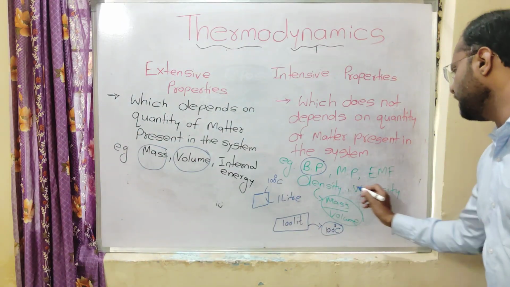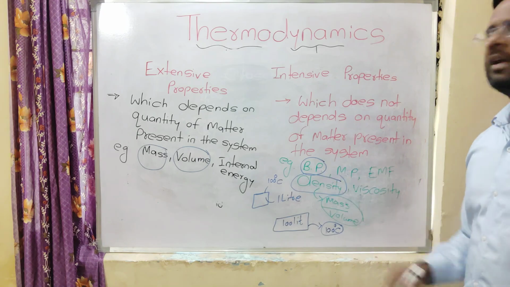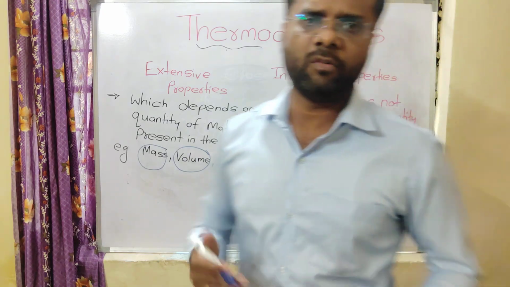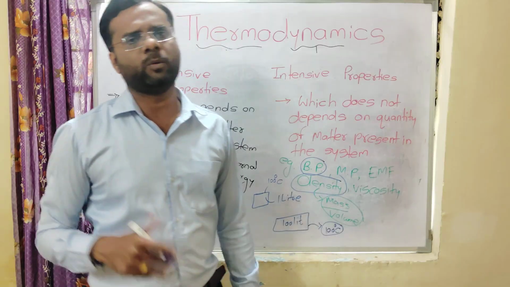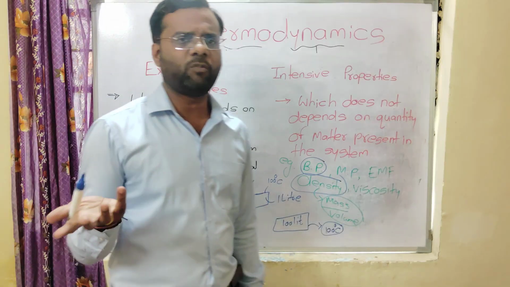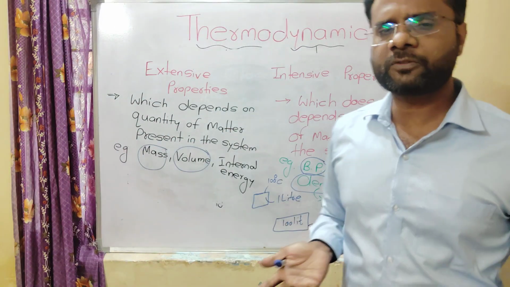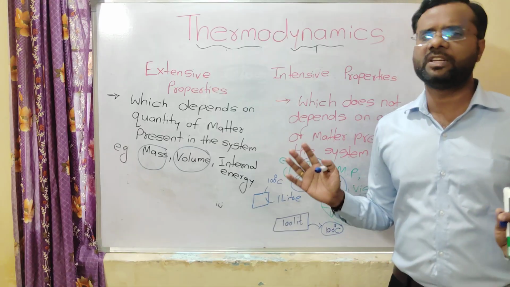No. So density of water is also fixed. It is not changed with time or with quantity, because it is a ratio of mass per unit volume. And we observe that density of water is fixed. There are a lot of substances which have fixed density value.